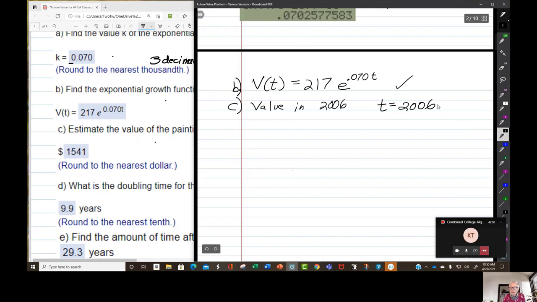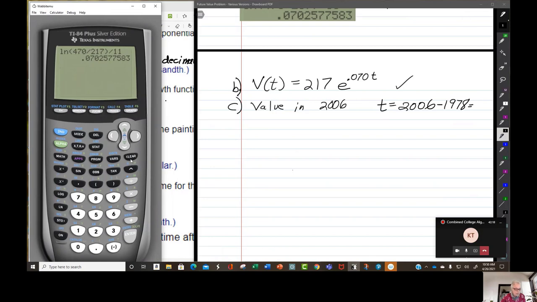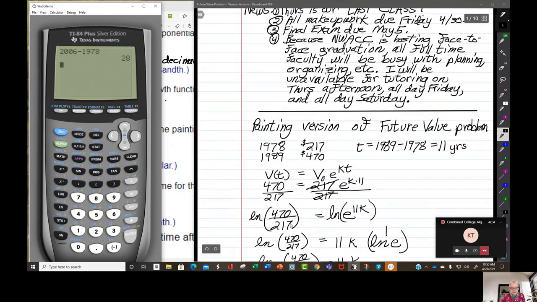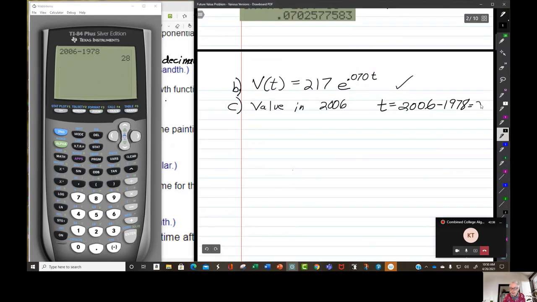Okay, 2006 minus the original year, 1978, and that's going to equal whatever my calculator says. Clear. 2006 minus 1978. And I get 28 years. Let me make sure. Yes, 1978. That's 28 years. All you're going to have to do is this. This is code for the value in 28 years, after 28 years has passed from the beginning.